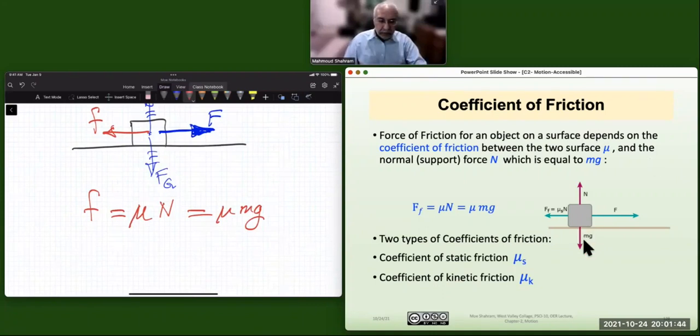You need to know what the mass is, because once you know the mass and the acceleration due to gravity, you would know what N is, which is the support force or normal force. Times some number, that gives you the friction force. This number is a coefficient. It's just a number. It doesn't have any unit, but we call it a coefficient. For a static coefficient, we put an S here, mu S, and for the coefficient of kinetic friction, mu K.